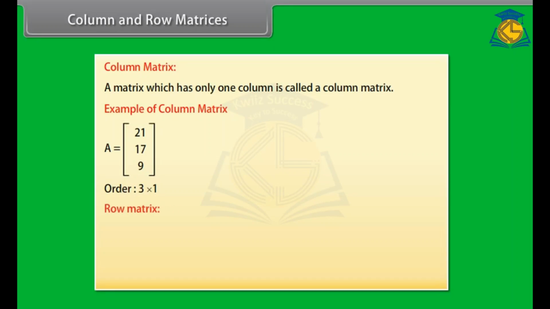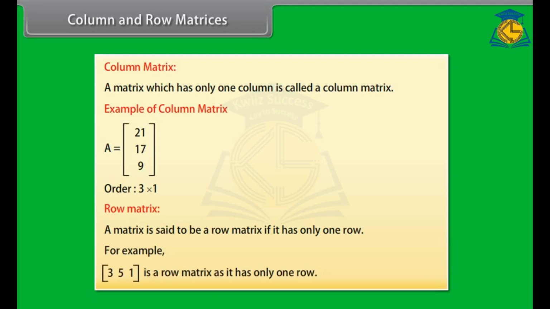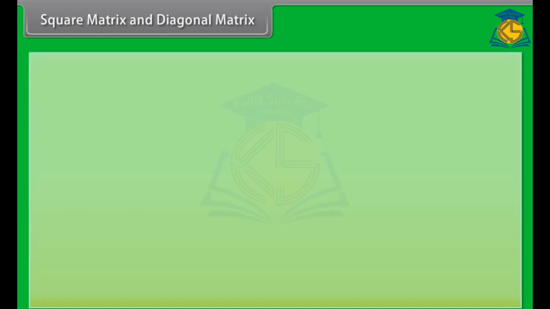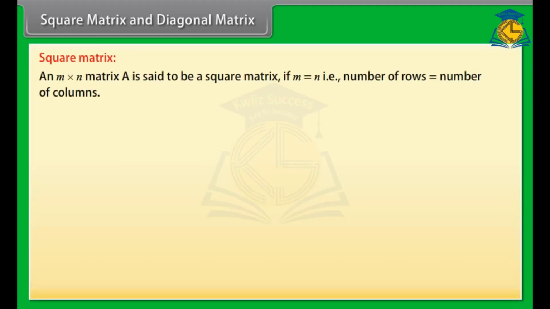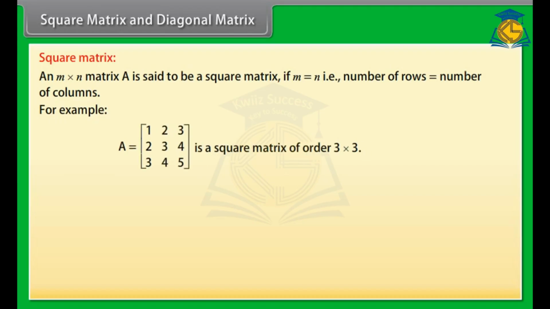Row matrix. A matrix is said to be a row matrix if it has only one row. For example, the row 3, 5, 1 is a row matrix as it has only one row. Square matrix and diagonal matrix. Square matrix. An m by n matrix A is said to be a square matrix if m is equal to n, that is, number of rows is equal to number of columns. For example, A is a square matrix of order 3 by 3.